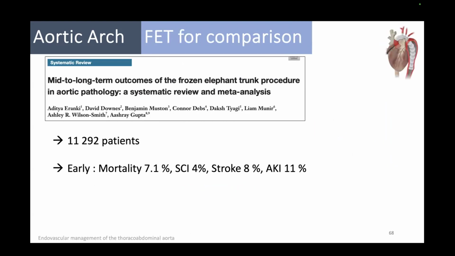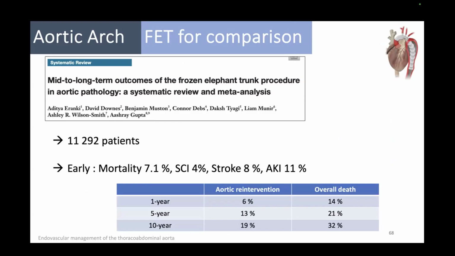So I tried to compare it to what we know would be an alternative for arch grafts. Frozen elephant trunk came to my mind. That's what we use here as an alternative in many cases. There's this meta-analysis that came out a year ago of 11,000 patients. The total early mortality was 7%. Spinal cord ischemia was 4%, stroke rate was 8%, and acute kidney injury was 11%. At 1, 5, and 10 years, you had reinterventions from 6 to 19%, sorry. And the overall death was 14 to 32%, so significant too.